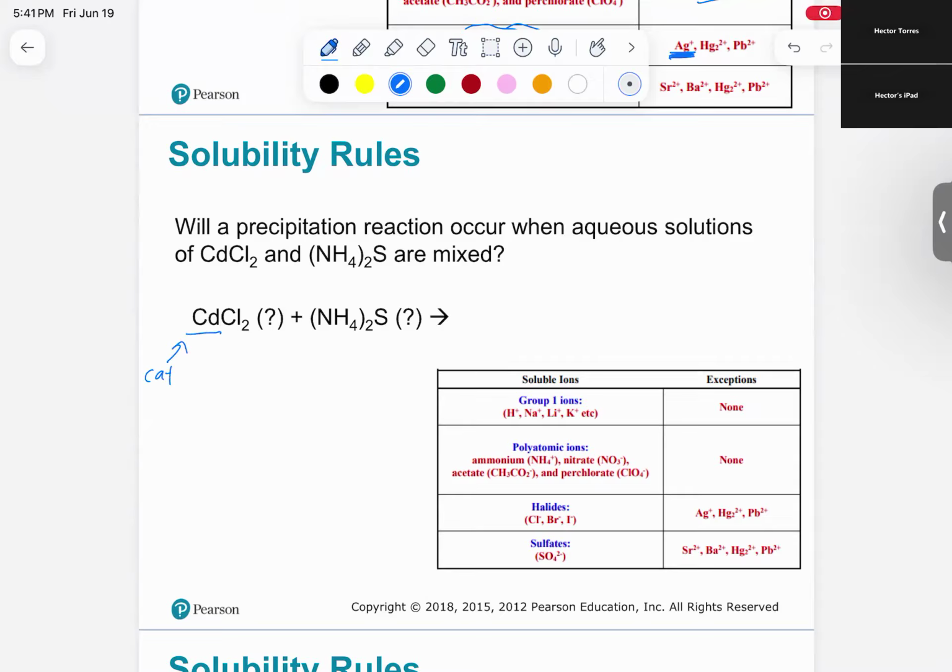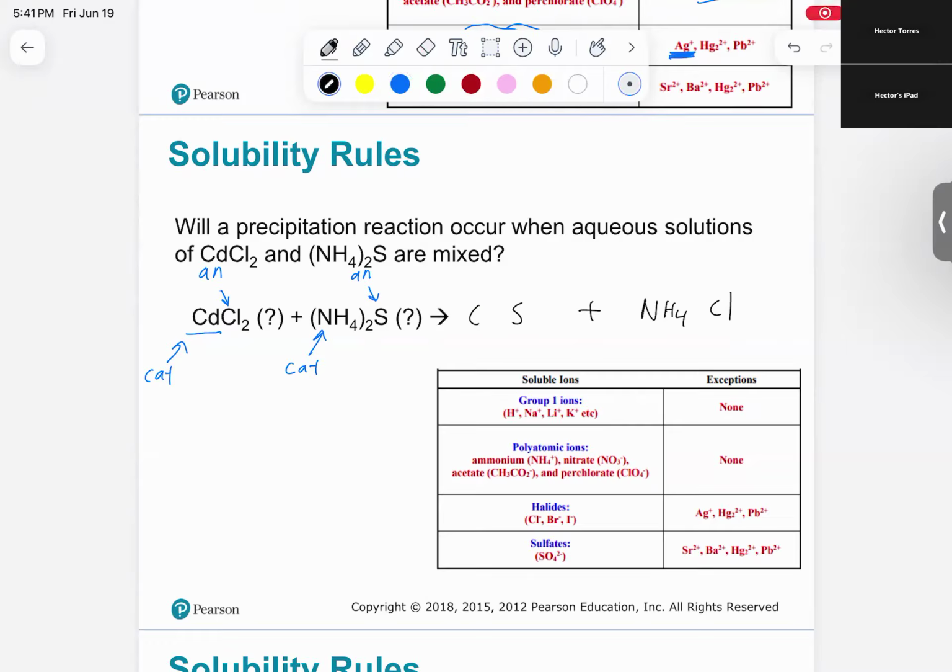Okay, so cation, anion, cation, anion. Okay, so now using that, I can predict which ones are going to go together. So Cd was with Cl, so now I'm going to swap it to S, okay, so NH4 used to be with S, or sulfur, now will be with Cl.